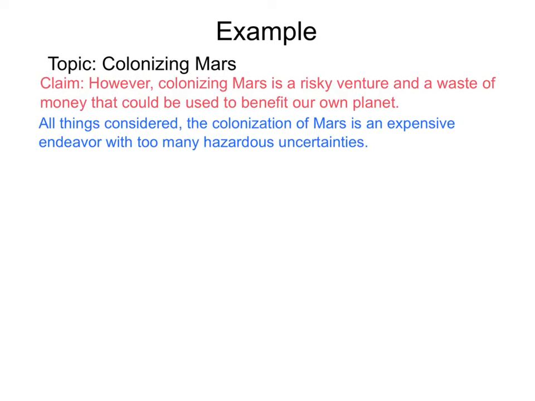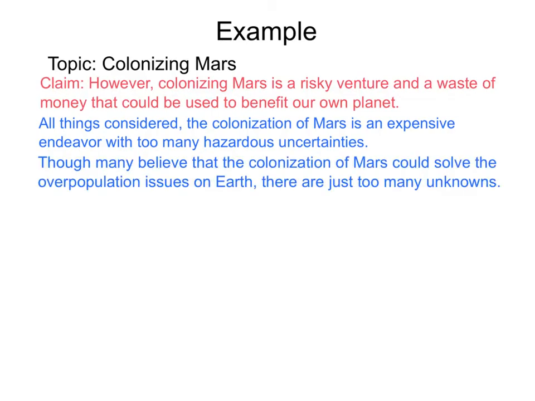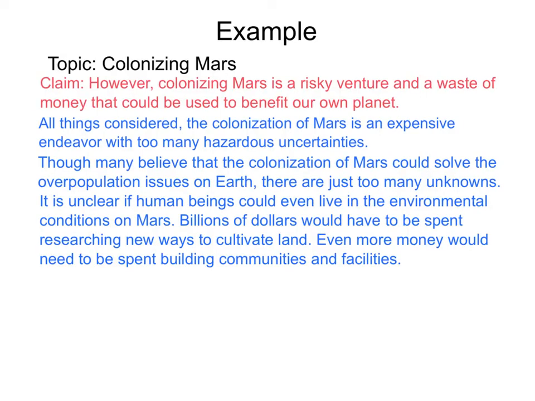To address the counterclaim again, we could say, "Though many believe that the colonization of Mars could solve the overpopulation issues on Earth, there are just too many unknowns." To restate the key points, we could say it is unclear if human beings could even live in the environmental conditions on Mars. Billions of dollars would have to be spent researching new ways to cultivate land. Even more money would need to be spent building communities and facilities.